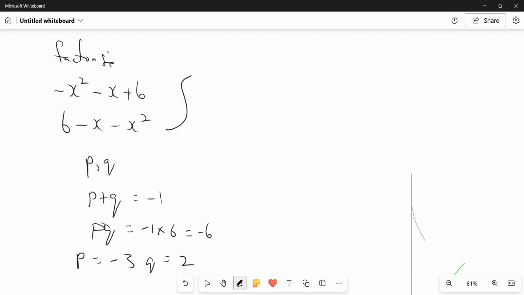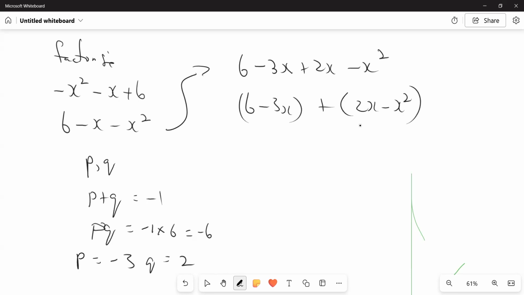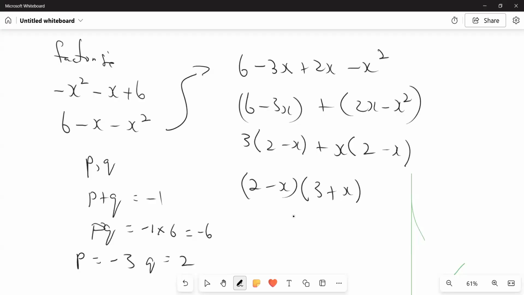So I'll take this now and write it back as 6 minus 3x plus 2x minus x squared, right? Pair them up: 6 minus 3x in a bracket, 2x minus x squared in another bracket. What's common there? 3, giving 2 minus x. What's common here? x. These two brackets are the same, so you can pull them to the front, and you get 3 plus x. If you don't like how this looks, you can write it as x plus 3, it doesn't matter.